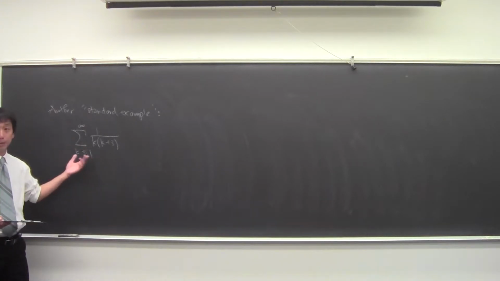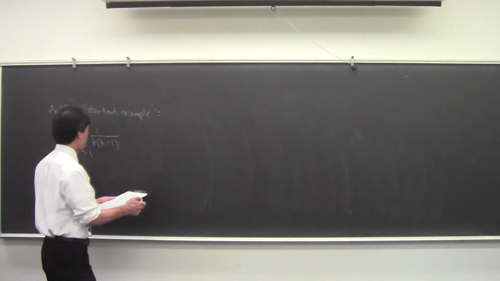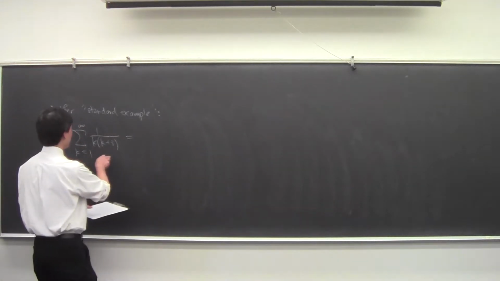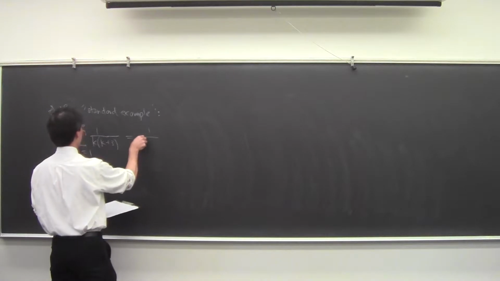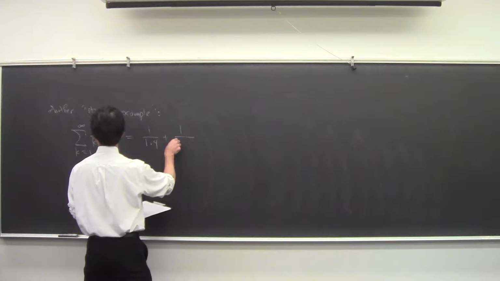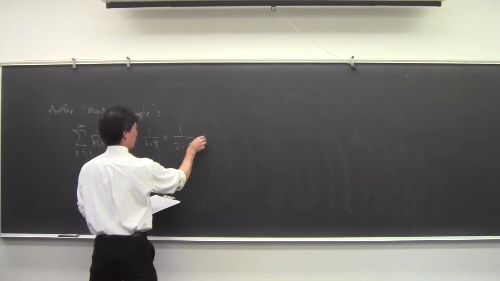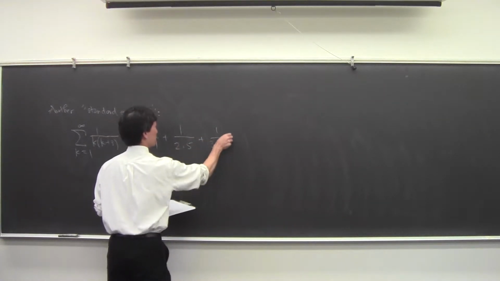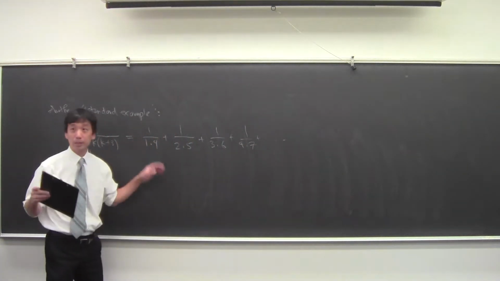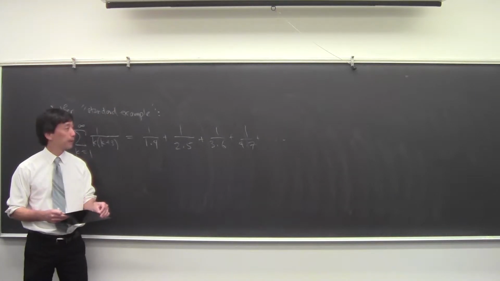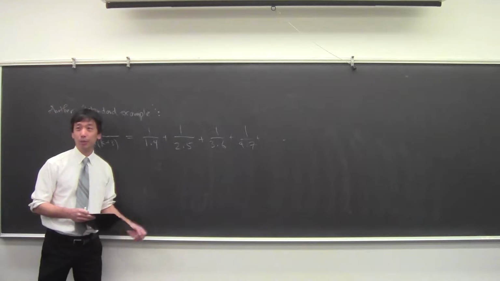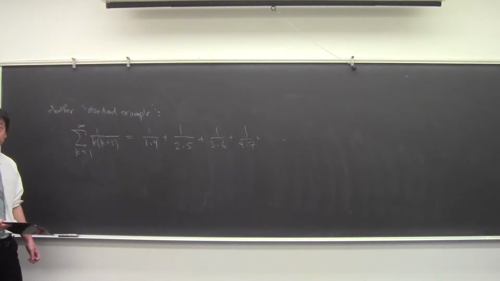You'd have to look at the sequence of partial sums. If you just started writing things out, you'd say, okay, my first term is 1 over 1 times 4, my second term is 1 over 2 times 5, 1 over 3 times 6, 1 over 4 times 7, blah, blah, blah. So we're looking at this infinite sum. It's not really obvious what this is going to converge to.